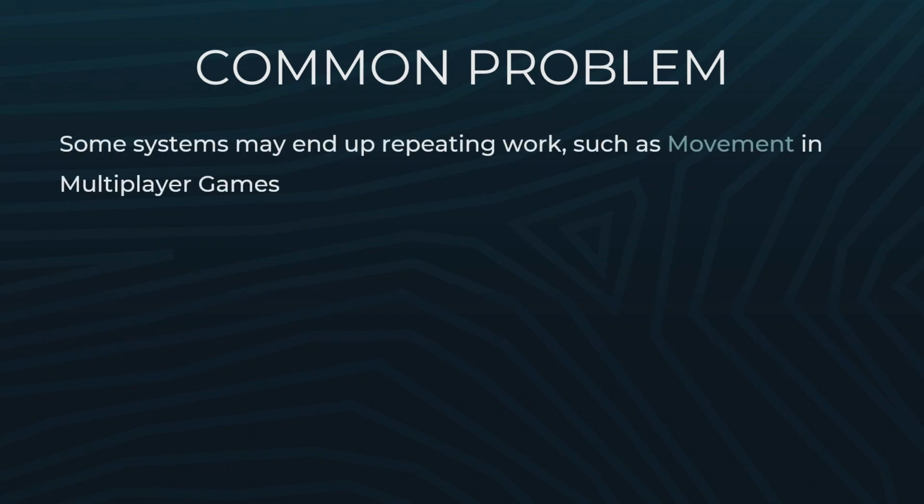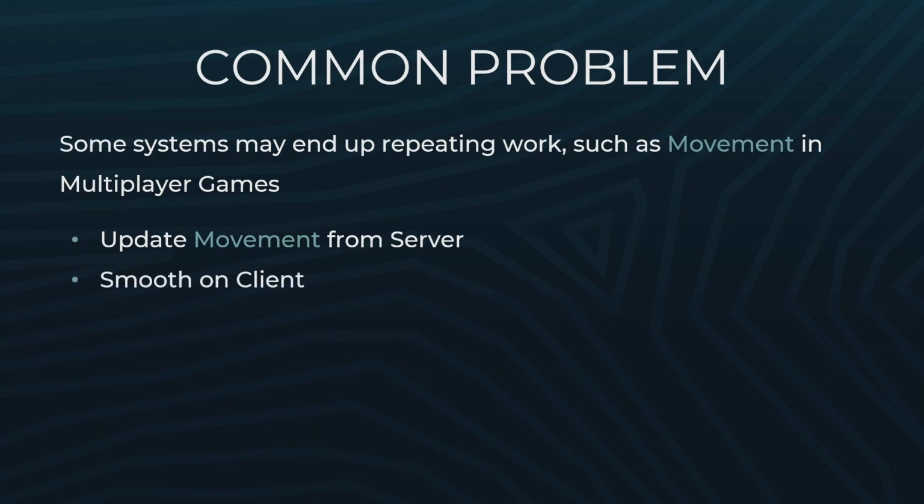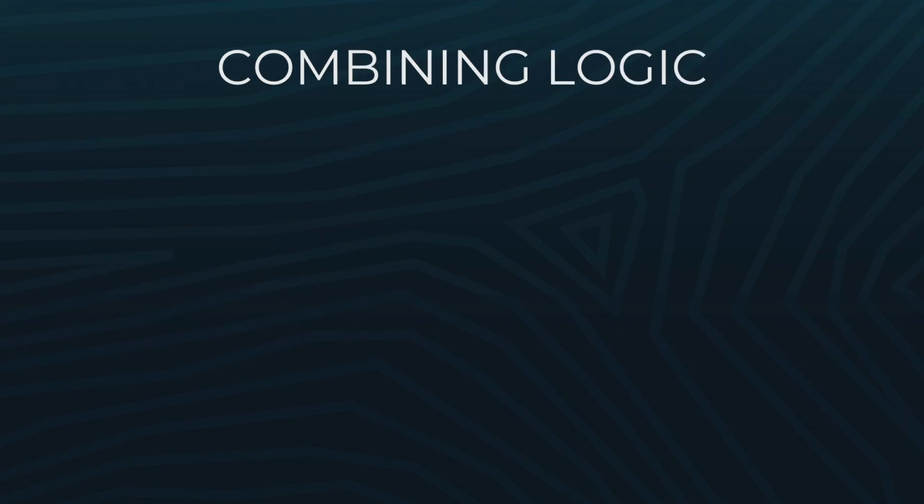Well, with movement, this is a common problem, and especially so in multiplayer games. If we look at fast-paced multiplayer games, we need to update the movement from the server, run any correction, smooth it out for the client so it's not as noticeable, and then predict where we want to be from the client in the next frame. So that's 3 potential movements we're doing there.